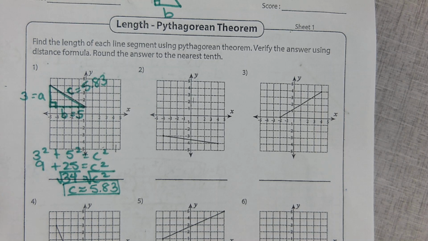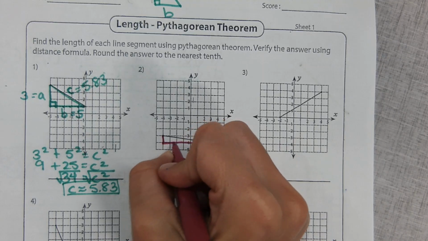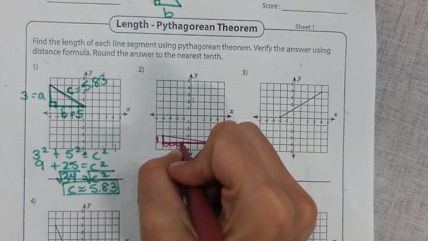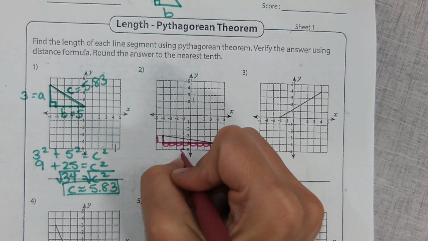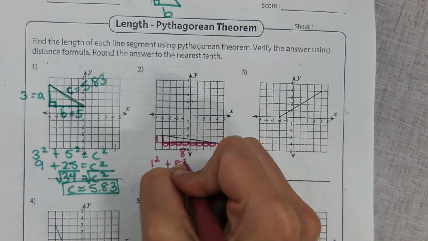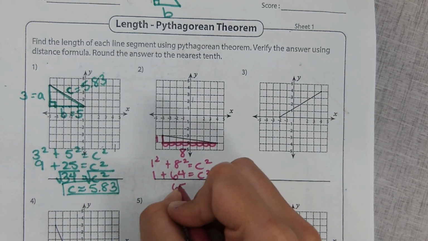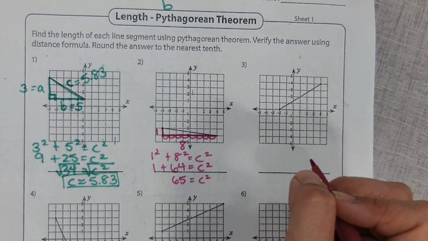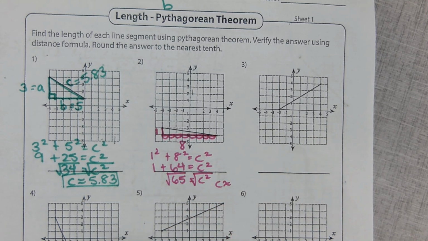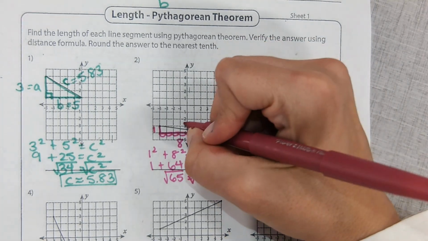Okay, so number 2, we're going to find the length of this, and we can do it by just sketching out a right triangle here. So 1 by 1, 2, 3, 4, 5, 6, 7, 8 units. And just 1 squared plus 8 squared equals c squared. Take the square root of both sides, and c is 8.06. So that's this length here.